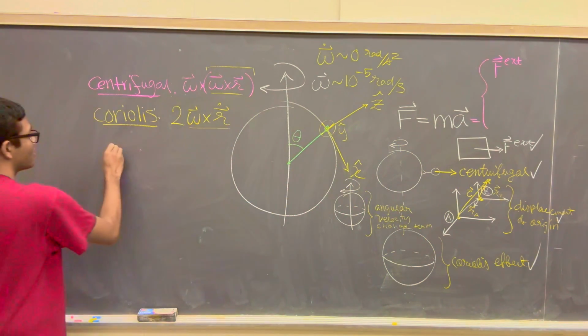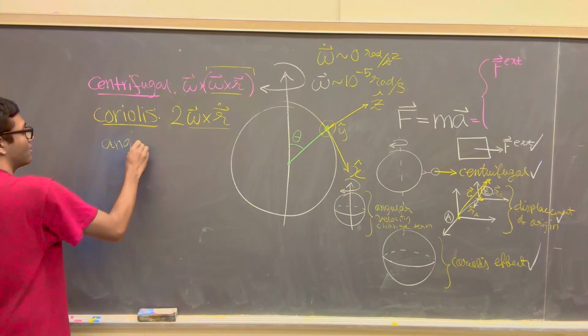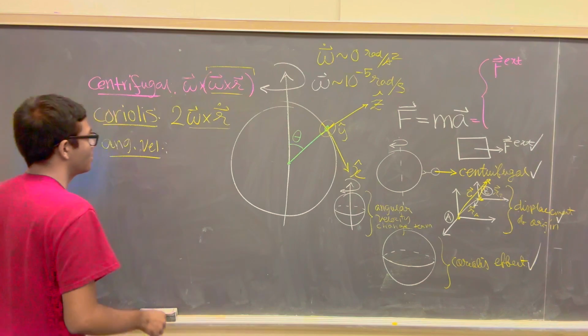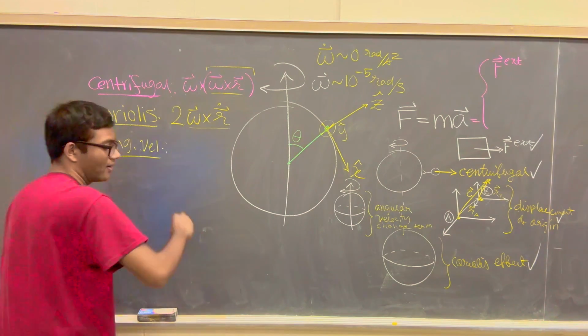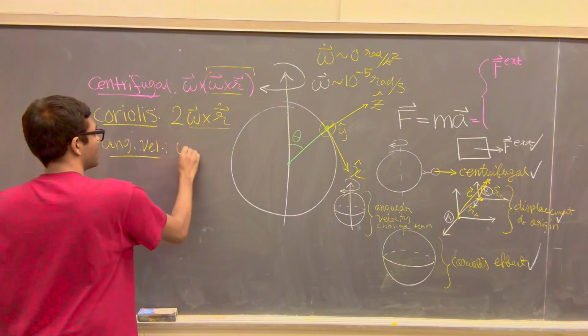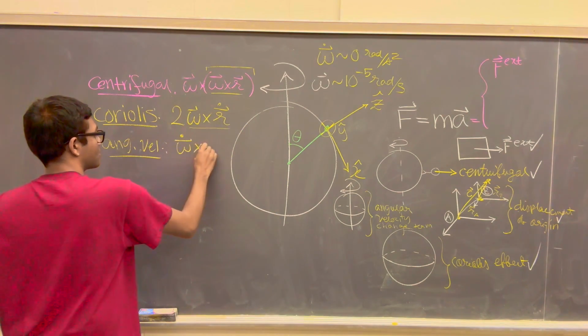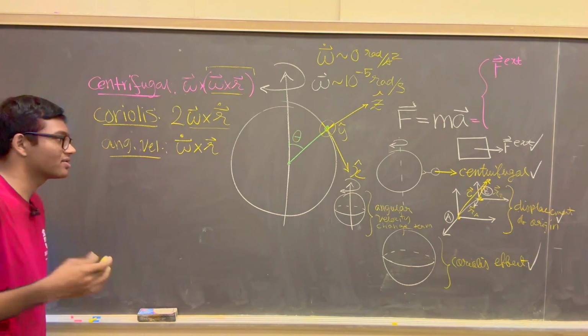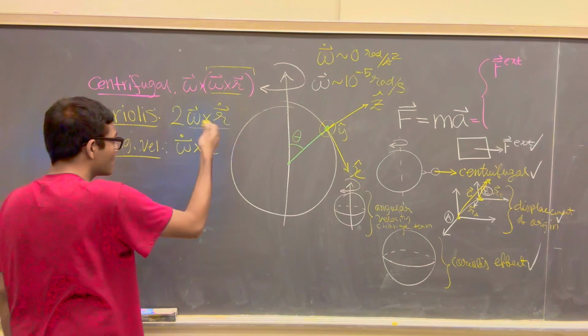Let's talk about the angular velocity term. So the angular velocity term looks as follows. Let me make sure I do not write it wrong. That's going to be omega dot cross r. So you're starting to see all the possible permutations of omega and r being crossed together.